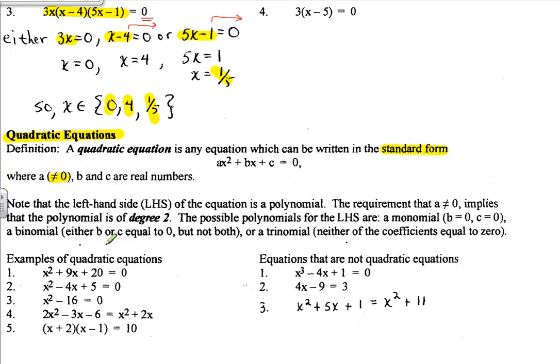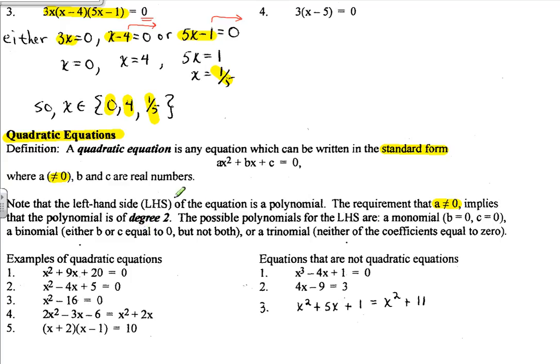It's going to be a binomial if either b or c is 0, but not both. If b is 0, then I only have two terms, ax squared plus c equals 0. If c is 0, then I have ax squared plus bx equals 0. Still, I get a binomial. If none of the numbers a, b, or c are 0, then I have a trinomial. And like it says right here, the requirement that a not equal 0, that implies that the polynomial is of degree 2.